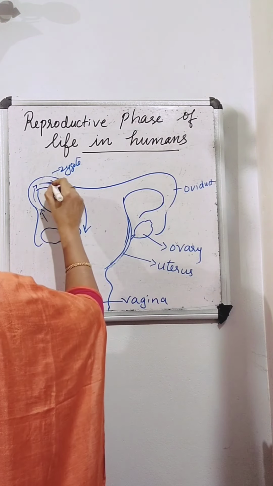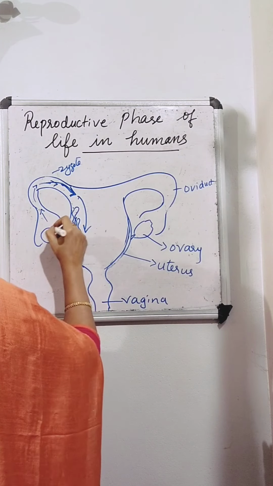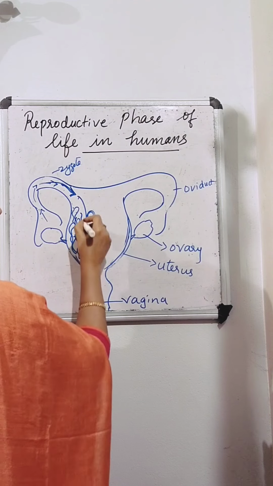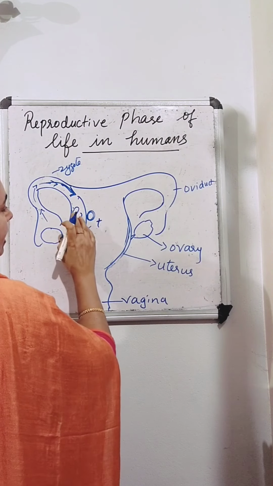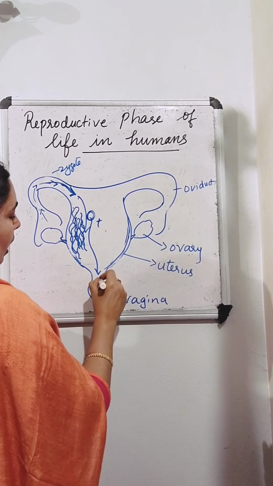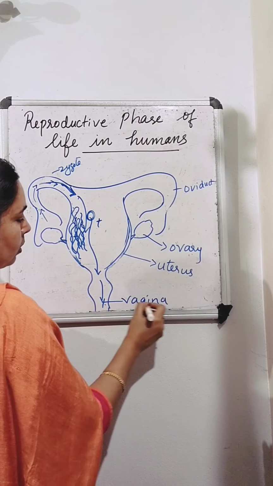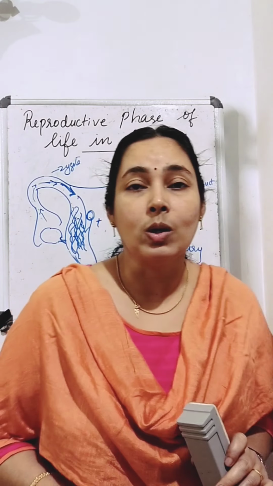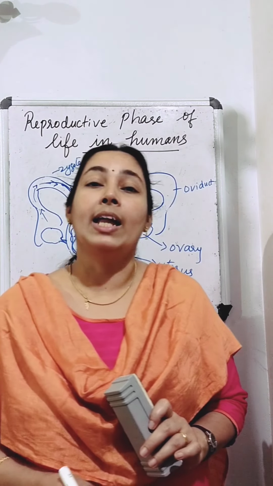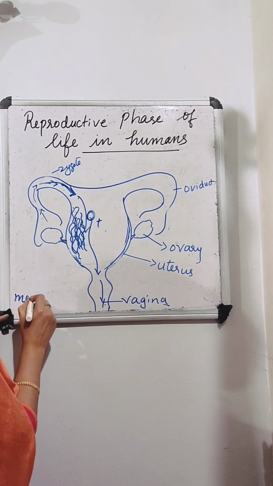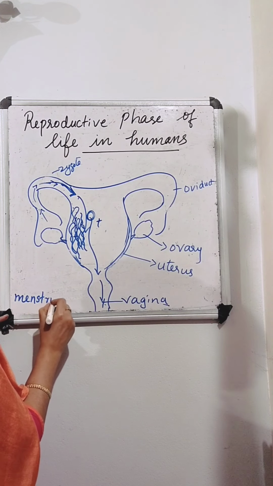So the ovum that is released from the ovary, plus the thickening on the uterus and the blood vessels, all of these shed off from the uterus and go out through the vagina as bleeding. This causes bleeding in women and it is called menstruation. So this process is called menstruation.